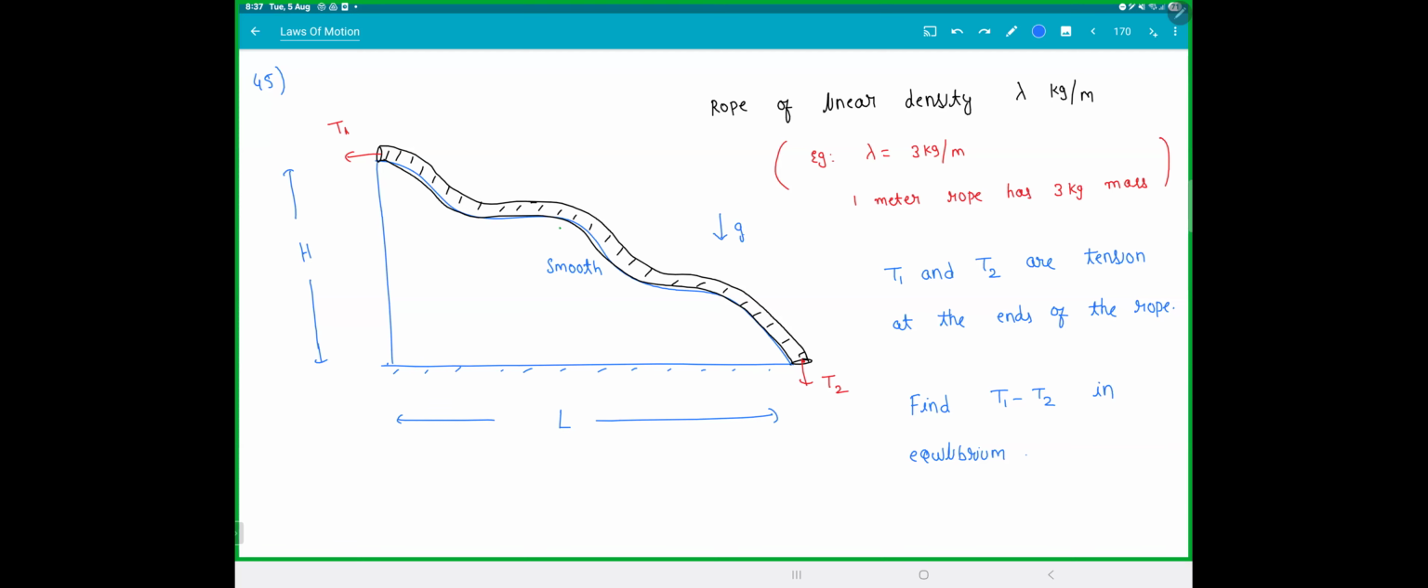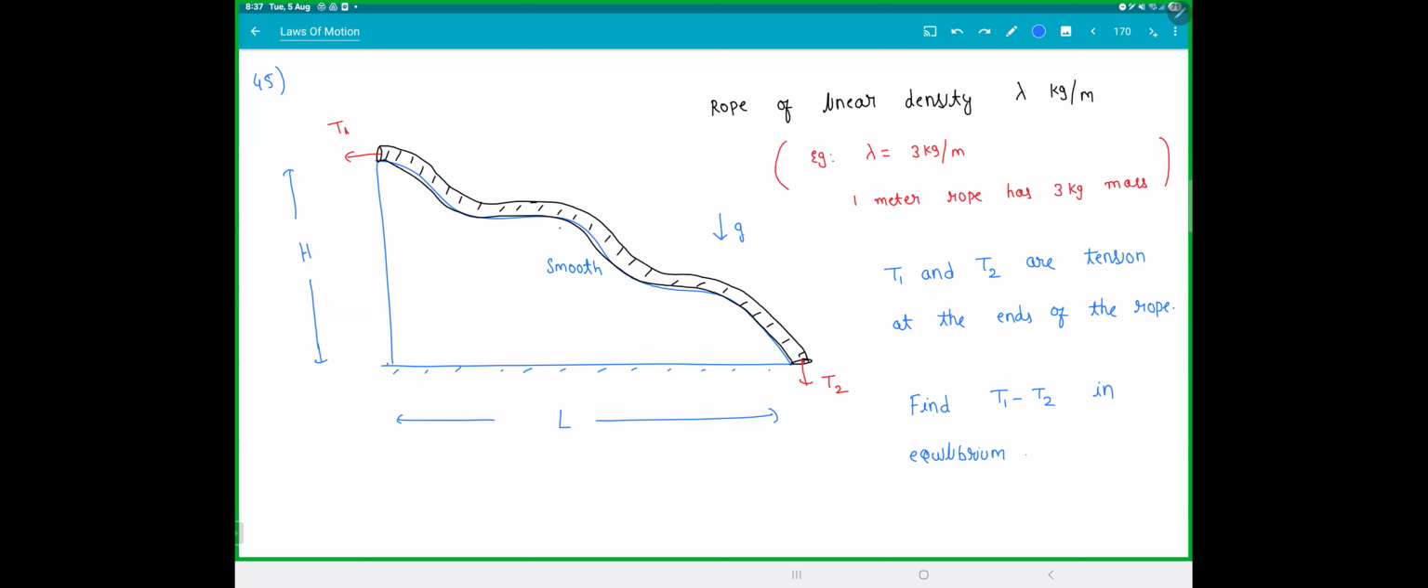Frankly speaking, if I see the question for the first time, I have no idea what to do. I will look at this question and think, what the hell is happening? That is the feeling I'll get because you didn't give me anything. It's some random shape, random rope. You gave everything there, and you're asking me to find T1 minus T2. And that is the main advantage there.